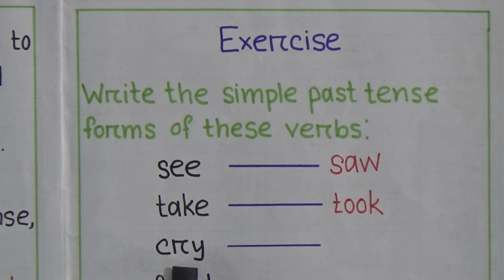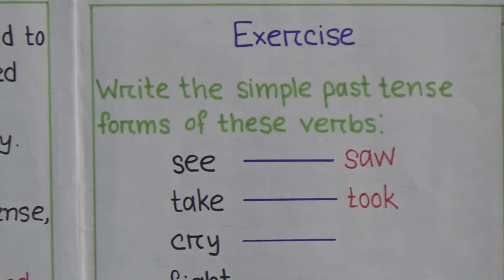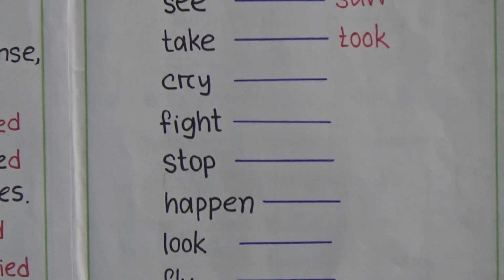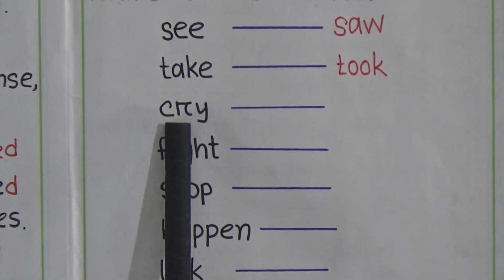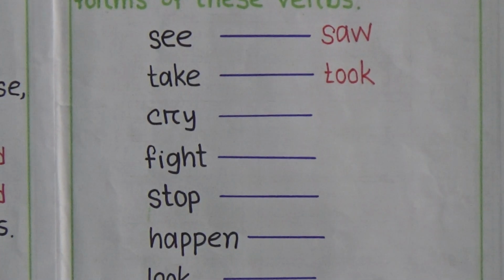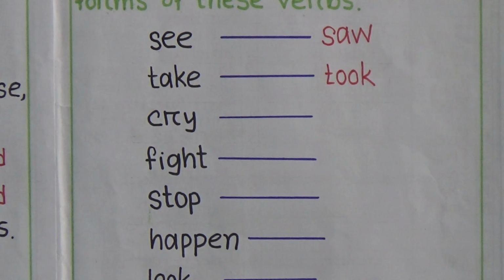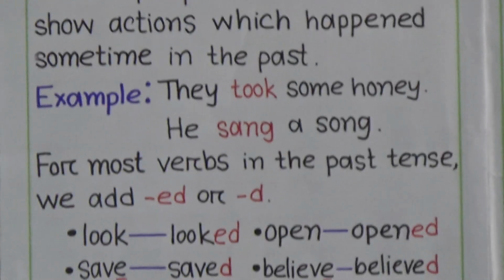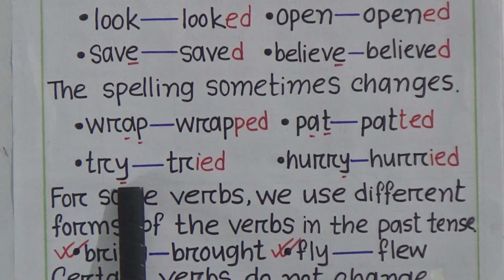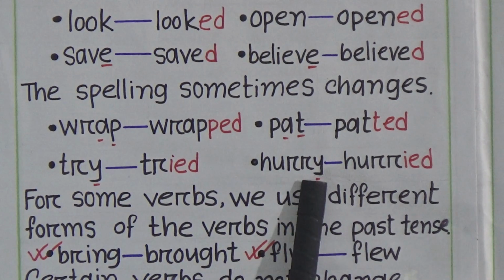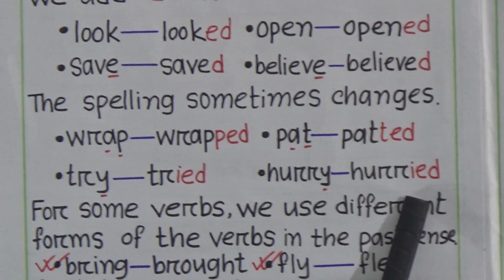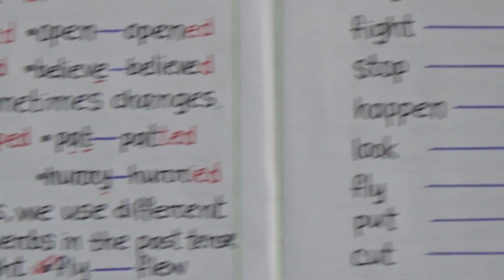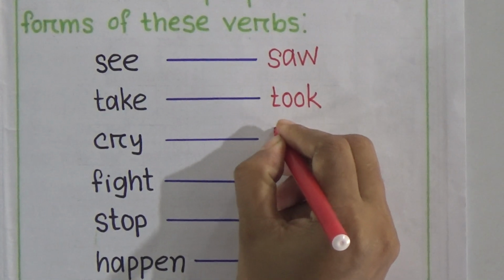Next, cry. Students, can you say what will be the past form of the word cry? I hope you can guess the past form of these words. Look here, in this rule, the spelling sometimes changes. Here we find the examples try and hurry, and these words end with a consonant and Y, and instead of Y we write IED for past tense. So like this you have to add IED.